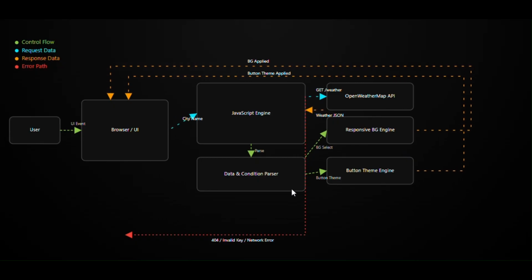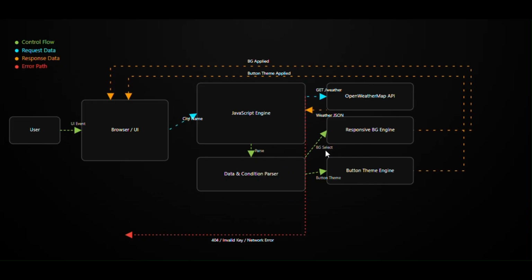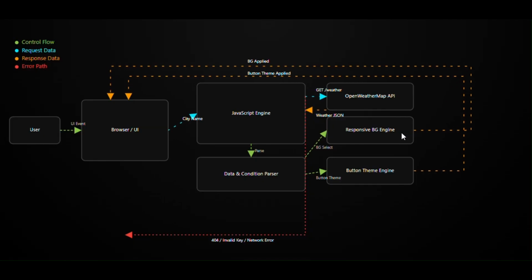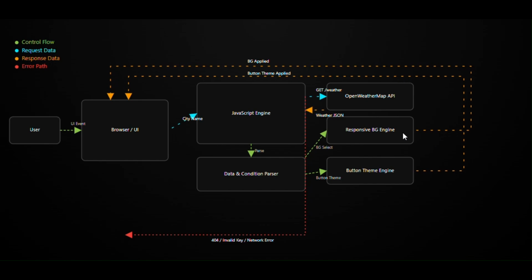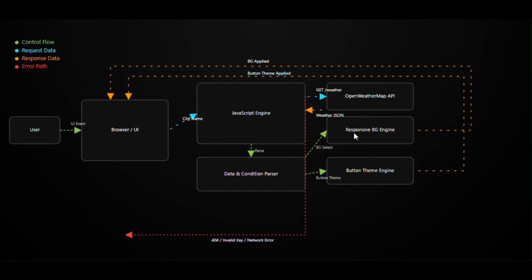So what happens is this data gets passed. The condition of that state or of that country is passed to this engine. This engine will check the condition and change the background. Also, it has a feature where it checks the device size and changes its background. So these are the two things that this engine will perform.